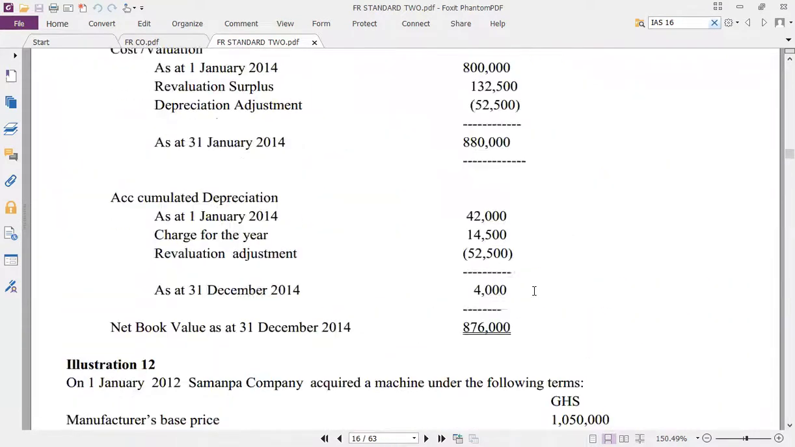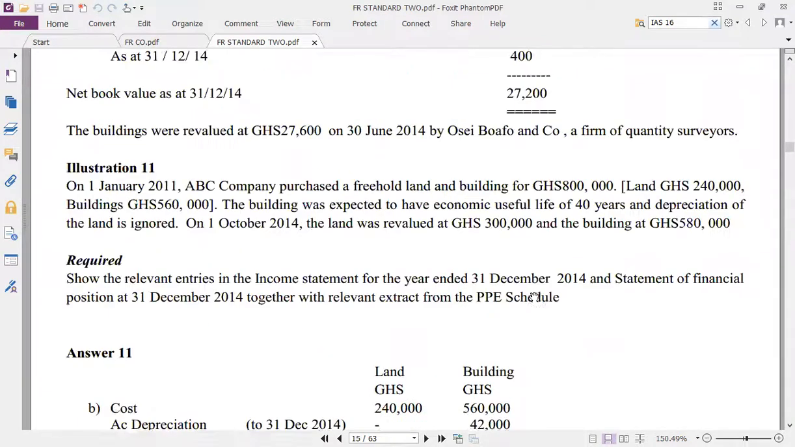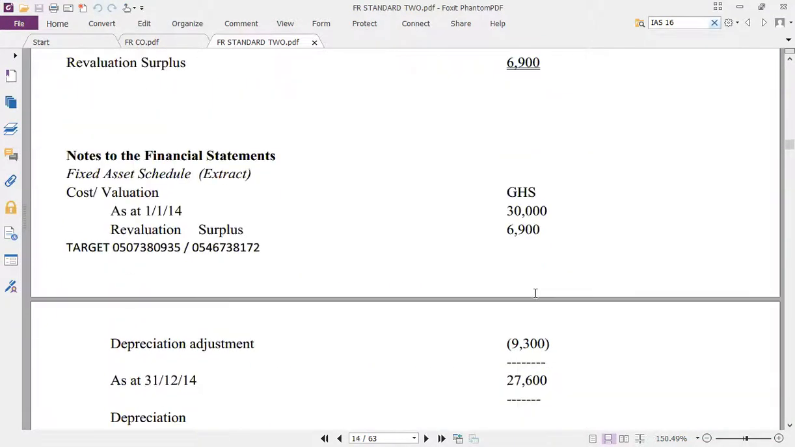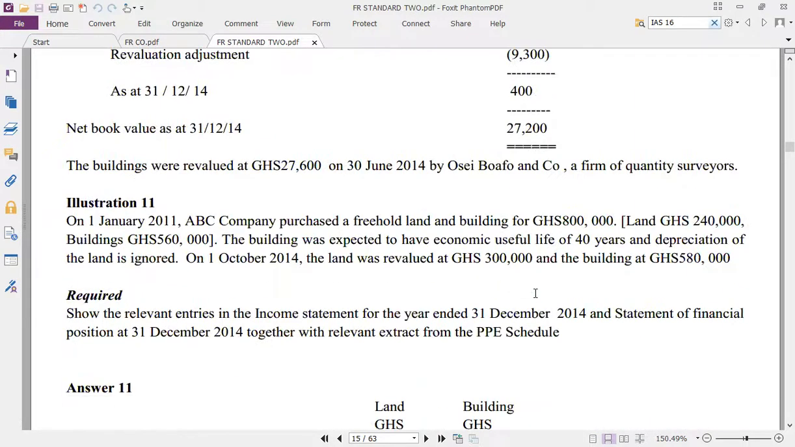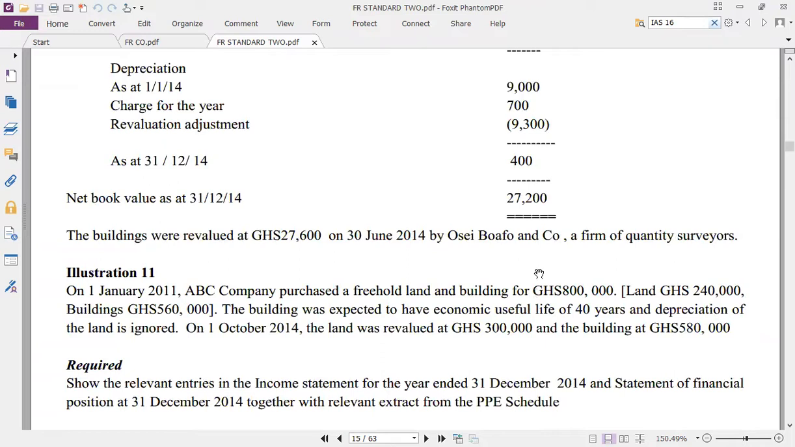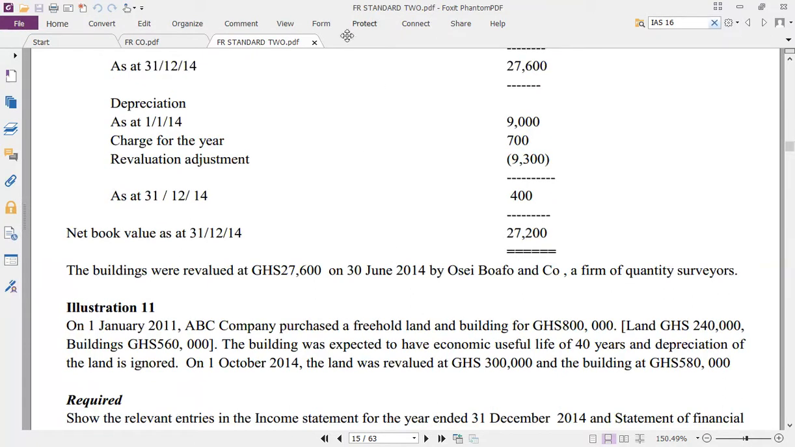Another question here that I want us to try. We are solving illustration 11. Then I have 3 more questions to solve right after this, and then we say bye-bye to IAS 16. The rest, I'll parcel them nicely and give them to you.